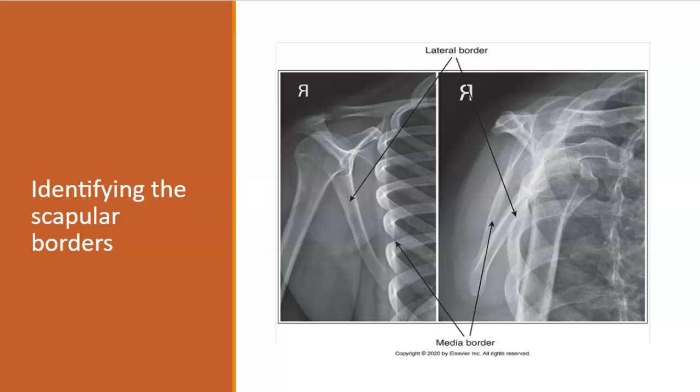When identifying scapular borders, consider that the lateral border is thick, as you can see pointed here, with two cortical outlines that are separated by approximately 1/4 inch, okay? Whereas the cortical outline of the vertebral border, or the medial border, will demonstrate a single thin line.